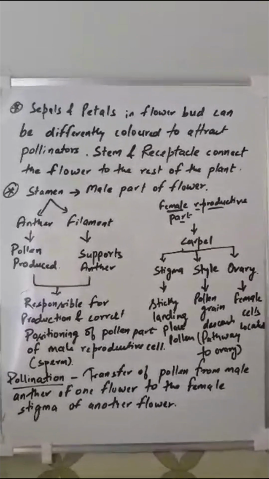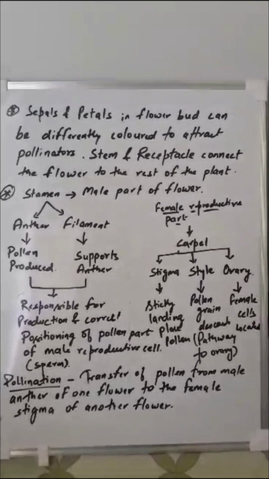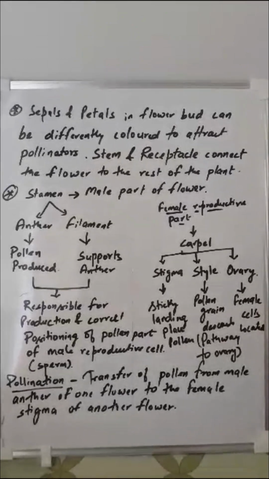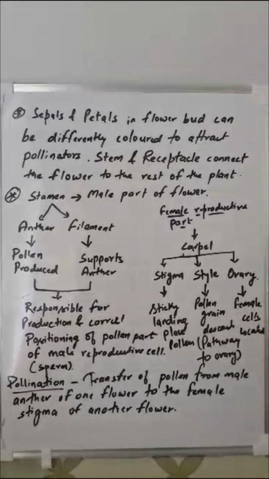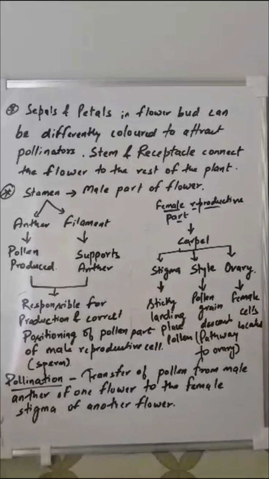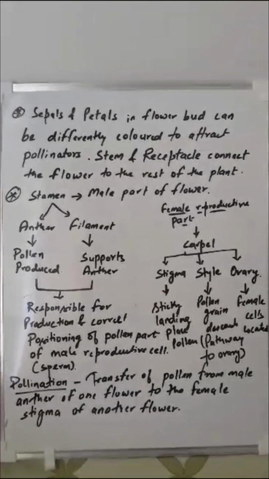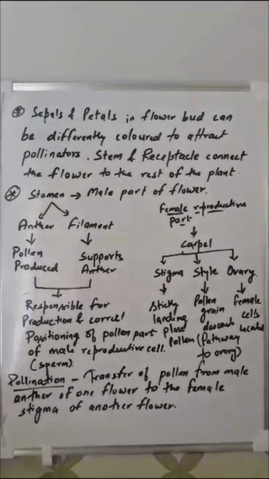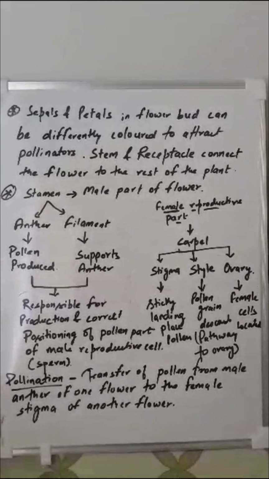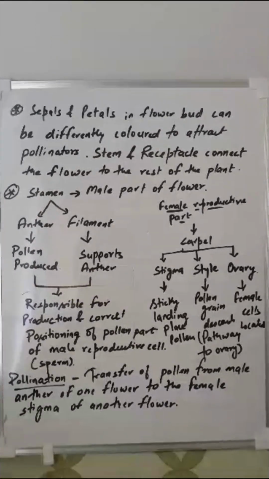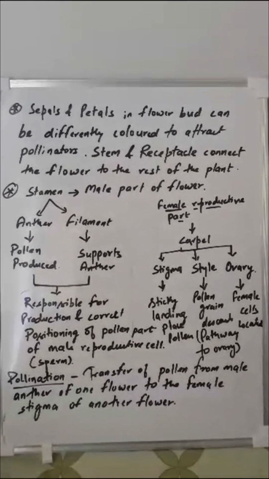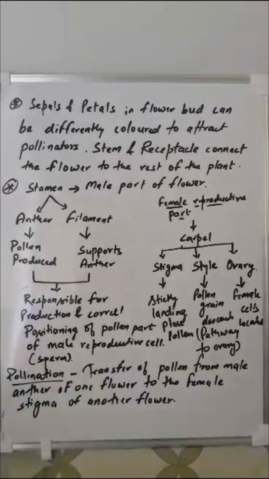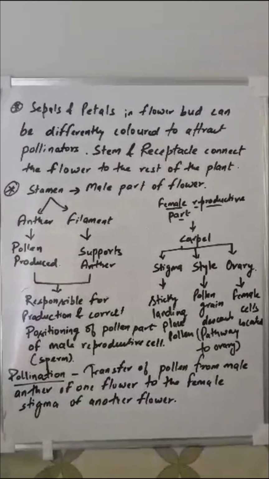Now in this part of the video, I will share with you how every part functions. For example, sepals and petals in a flower bud can be differently colored to attract pollinators. They basically serve as attracting agents. The stem and receptacle connect the flower to the rest of the plant. I have shown you in the diagram that the stem and receptacle are the connecting medium that will connect the flower to the rest of the plant.